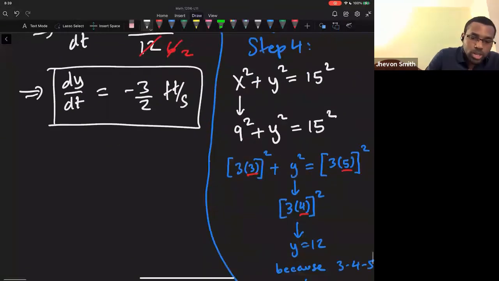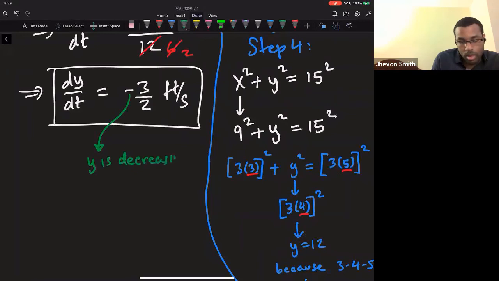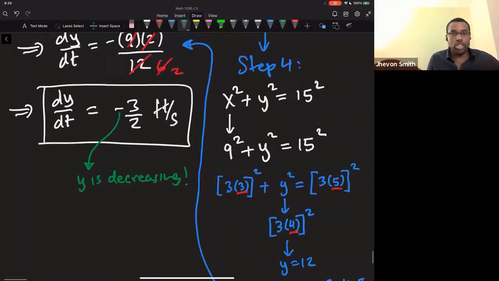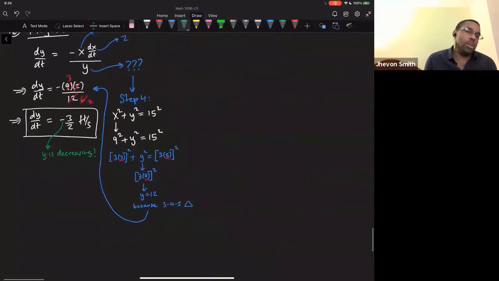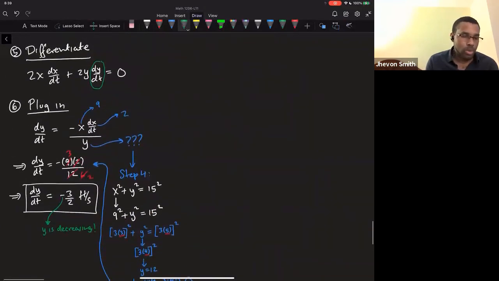Now, I want you to appreciate this minus should be there. If you don't have a minus, you did something wrong. Y is decreasing, so your answer should have a negative there.